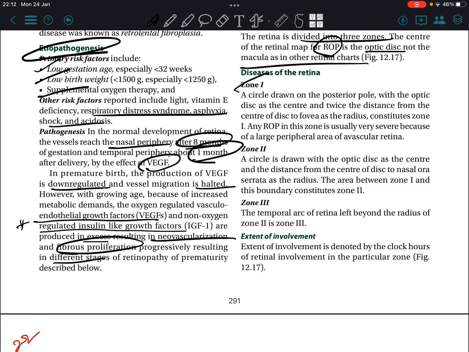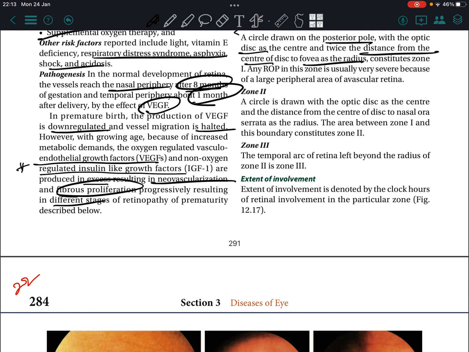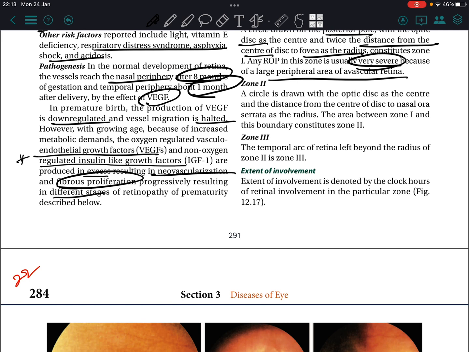Zone 1: a circle drawn on the posterior pole with the optic disc as center and twice the radius from the center of the disc to the fovea as the radius constitutes zone 1. Any ROP in this region is usually very severe because of a large peripheral area of avascular retina.